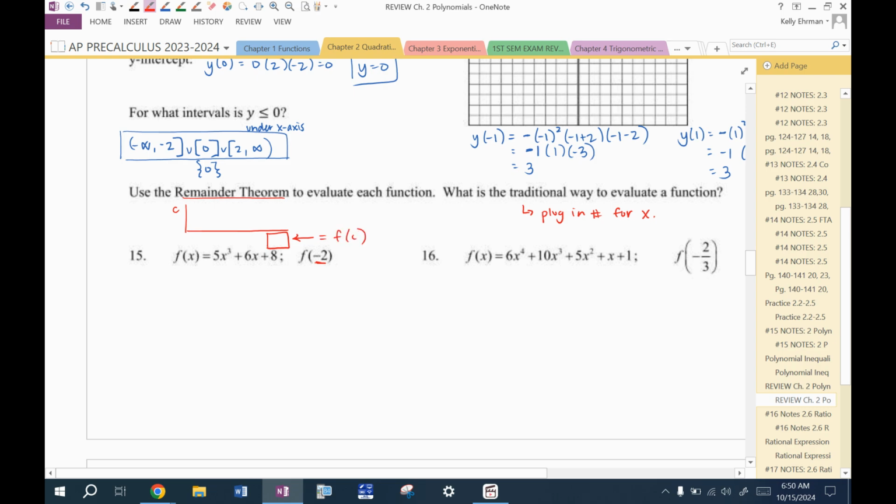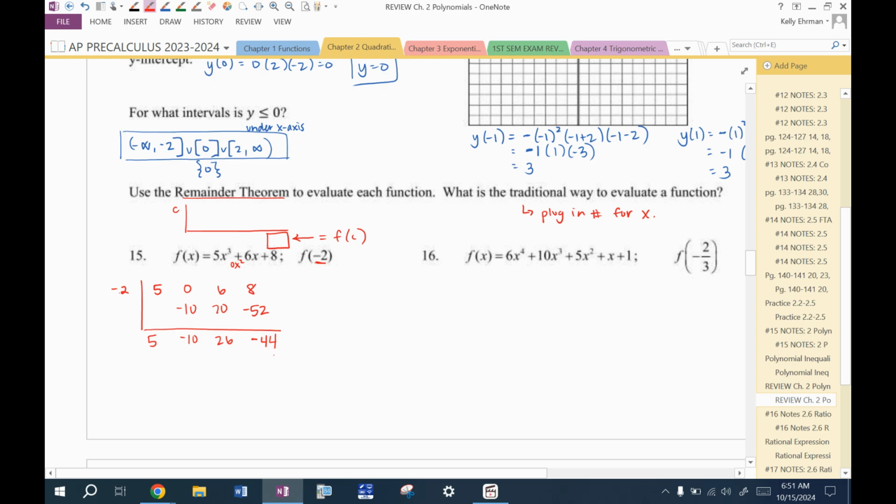Okay, so I'm going to put negative 2 outside of synthetic division. I'm going to set up synthetic division and pay attention to if you're missing any terms. We're missing a 0x squared, so we need a placeholder there. If we don't do that, then we'll get the wrong answer. So we drop down the 5, multiply negative 2 times 5, add 0 plus negative 10, multiply negative 2 times negative 10, add 6 plus 20, multiply negative 2 times 26, add 8 plus negative 52. What is that? Negative 44.